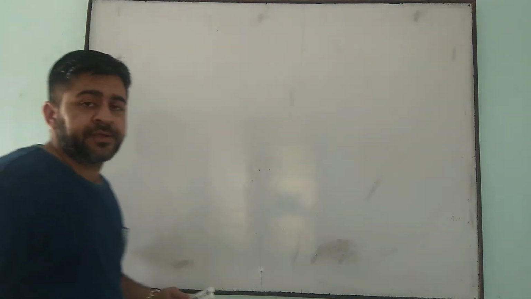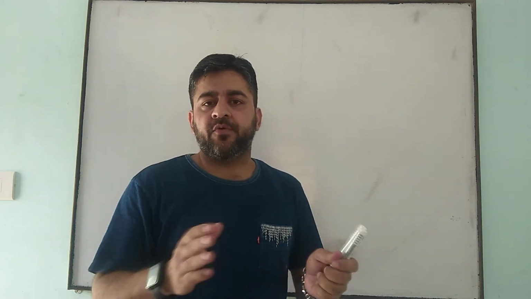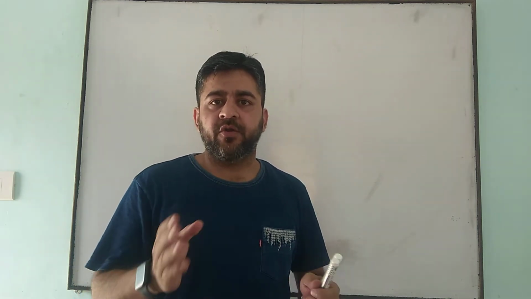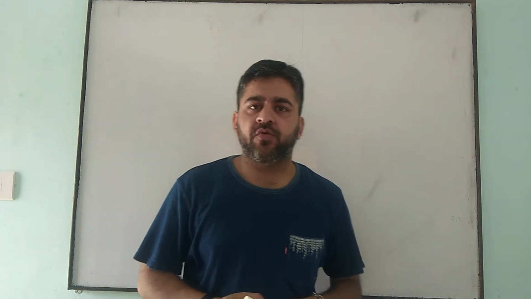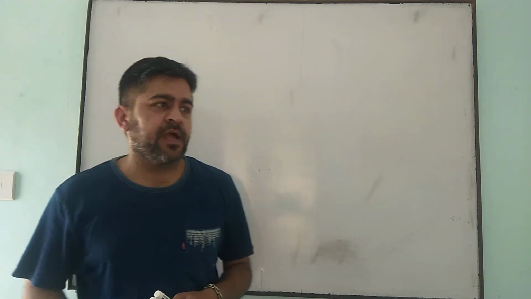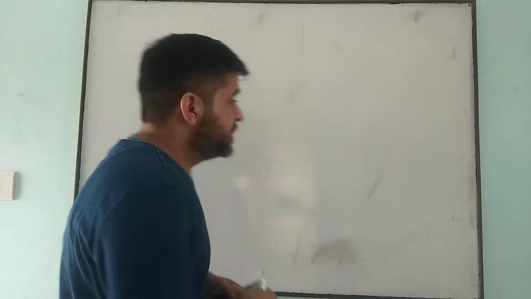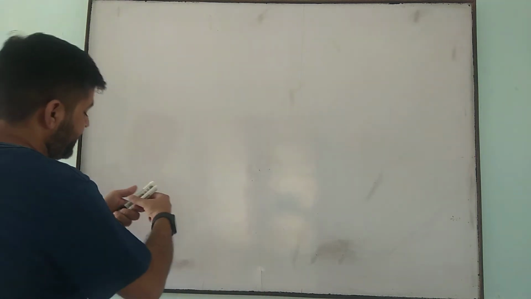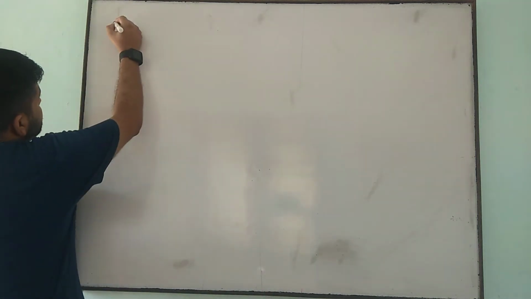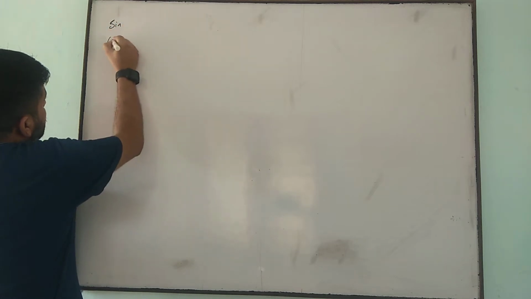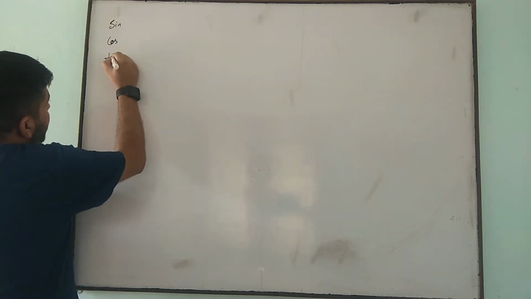So today we are going to discuss some portion of trigonometry. That means up to 10th we have done the trigonometric ratios of the angle 0 to 90 degrees. Now above 90, how to find that, we'll see. 0 to 90 we have sine, cos and tan.